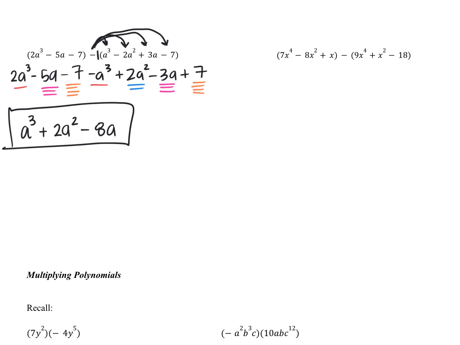My second example, I have 7x to the fourth minus 8x squared plus 8 plus x minus 9x to the fourth plus x squared minus 18. So again, I'm going to distribute that negative into my parentheses. So we have 7x to the fourth minus 8x squared plus x minus 9x to the fourth minus x squared plus 18. So then I go ahead and identify my like terms.